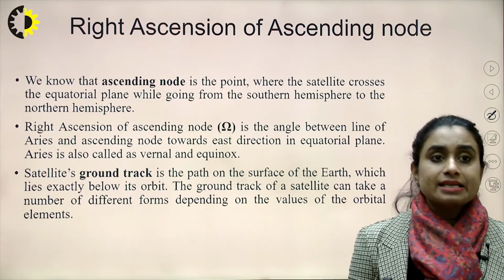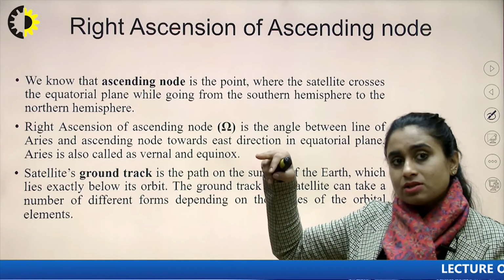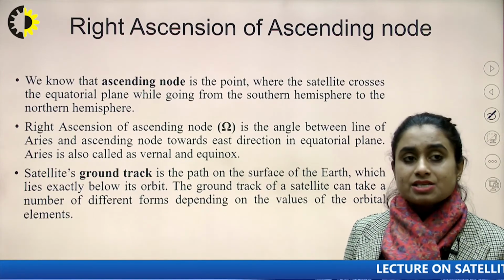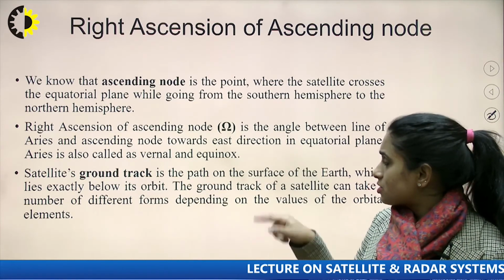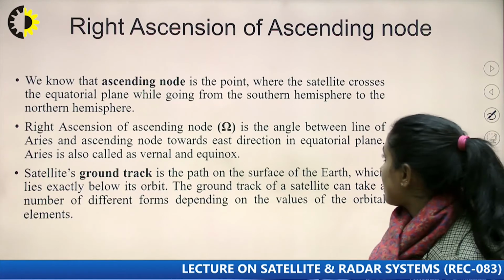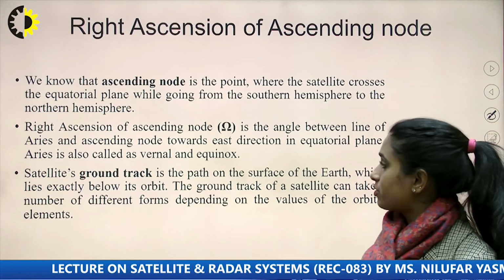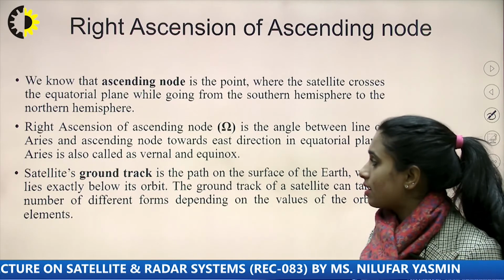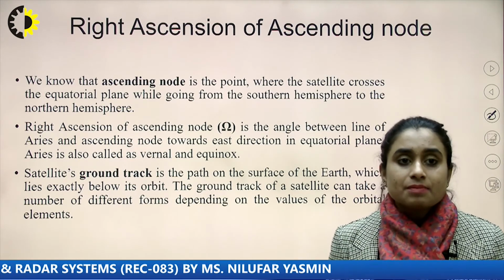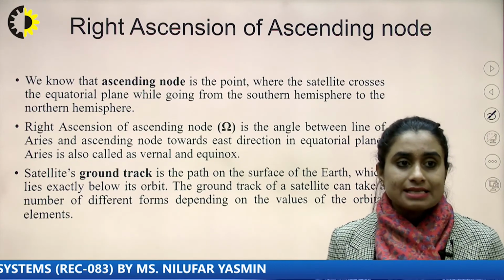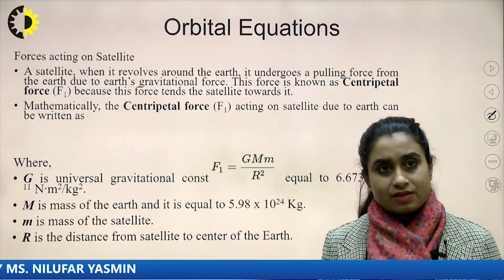Right ascension of ascending node. We know that the ascending node is the point where the satellite crosses the equatorial plane while going from southern hemisphere to northern. Right ascension of ascending node is represented by this symbol which looks like omega. This is the angle between the line of Aries and the ascending node towards the east direction in the equatorial plane. Aries is also called the vernal equinox. Satellite's ground track is the path on the surface of Earth which lies exactly below the orbit. So these are a few definitions that we need to know.